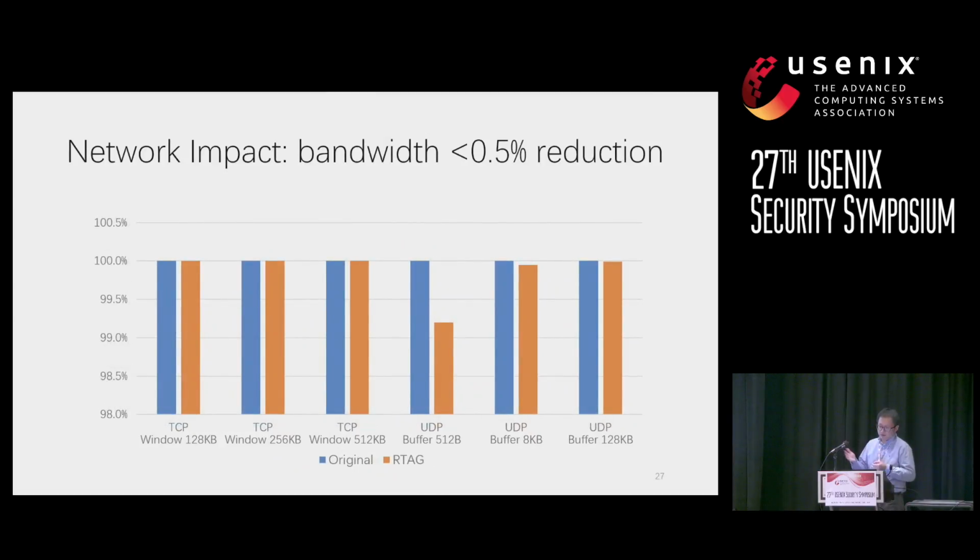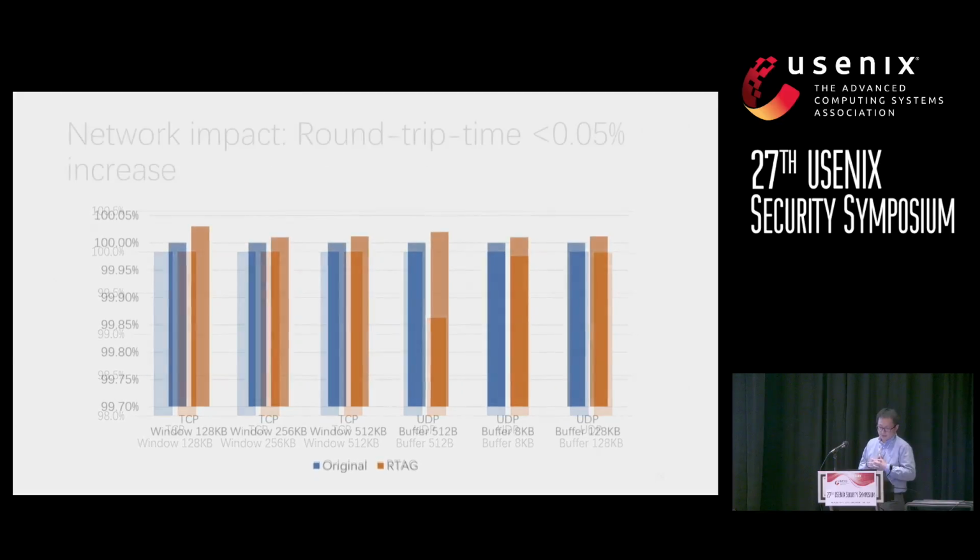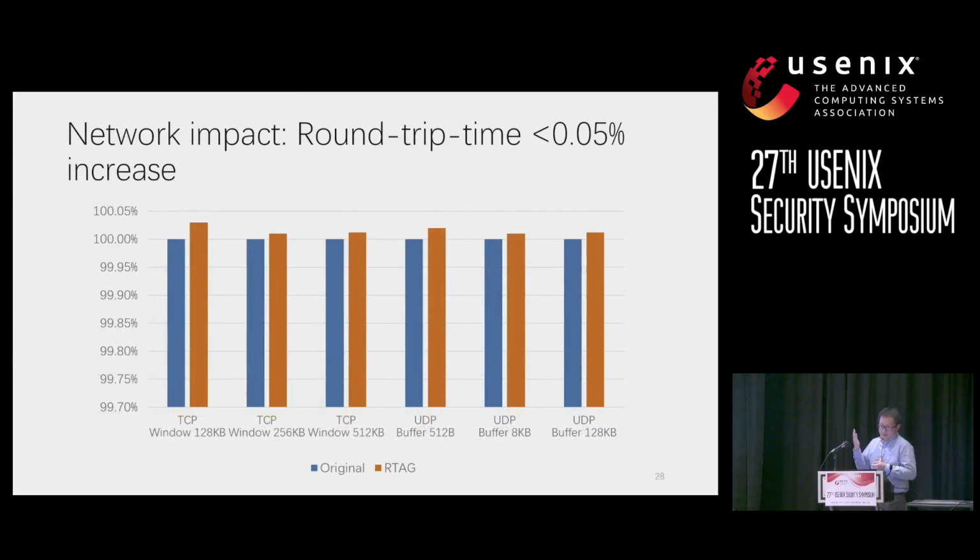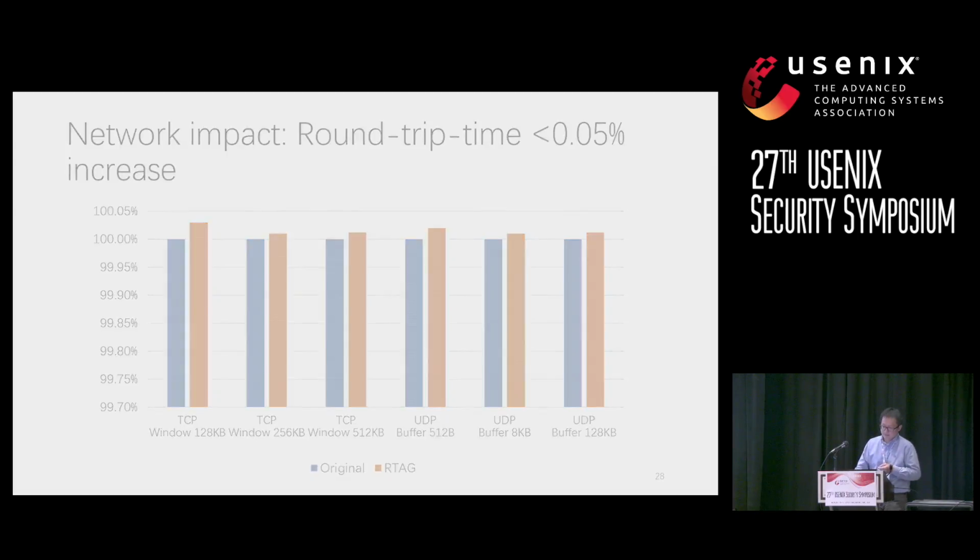We also evaluated the impact on our network performance, including the bandwidth and the RTT. For the bandwidth, we have less than 0.5% reduction, and for the RTT, our impact is less than 0.05%.